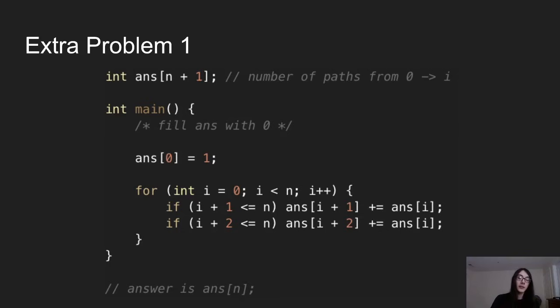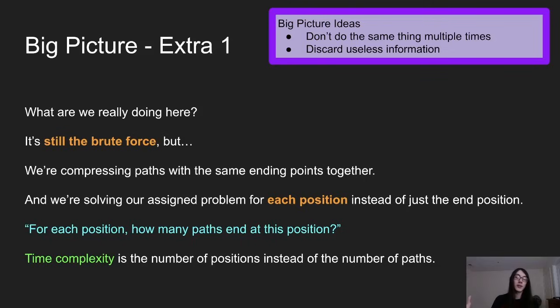Now, relating this to our big picture ideas, we optimize this brute force by compressing all paths with the same ending point into a single path. And we don't process any ending point more than once because we don't care about how we got to a particular ending point, only that we got there. And by the way, this problem is equivalent to the Fibonacci sequence. If you recognized it, good job.